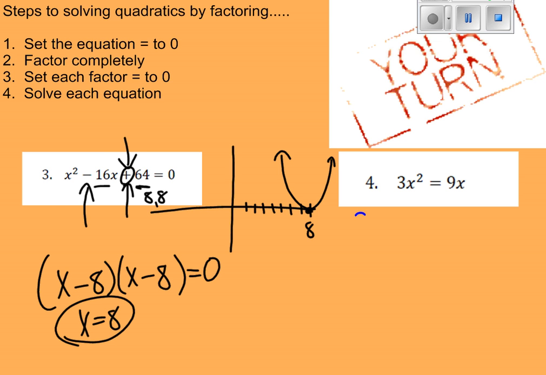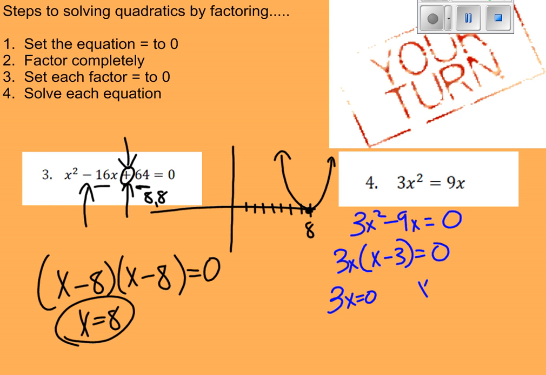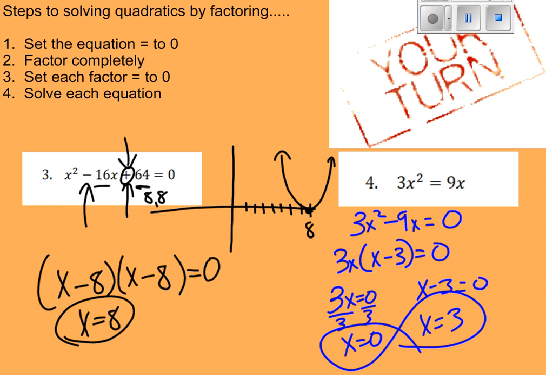For number 4, 3x squared minus 9x equals 0. Subtract 9x over. So that's going to be, well, I've got 3x in common. So that'll leave me with x minus 3. So either 3x equals 0 or x minus 3 equals 0. So if I divide by 3, 0 divided by 3 is still 0, or 3. There are my solutions right there.